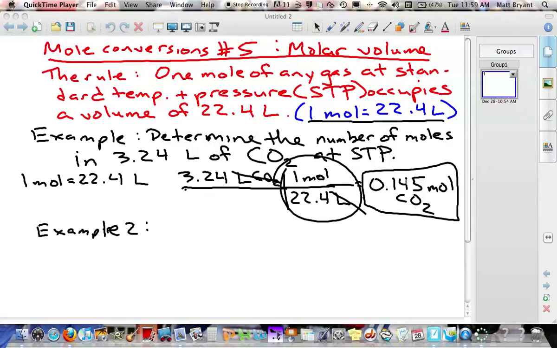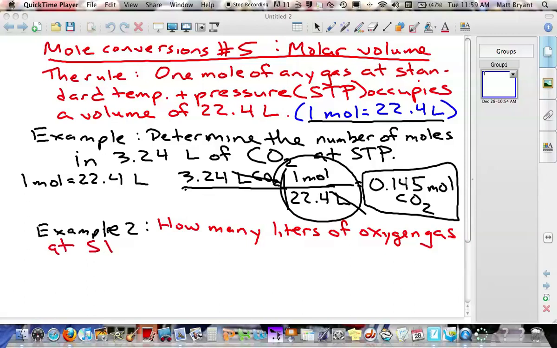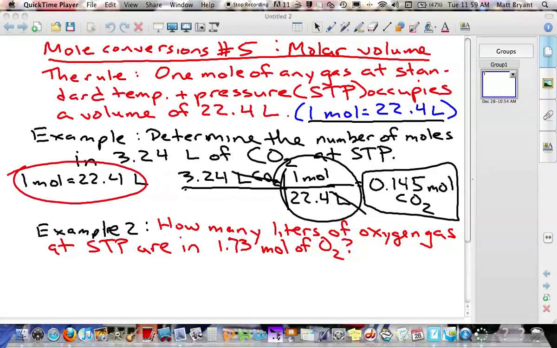I'm going to use a different color just for the sake of contrast. And we're going to say how many liters of oxygen gas at STP are in 1.73 moles of oxygen. So, in this case, the method is still the same. We start out with the information that we know. I'm going to go ahead and assume that we already know the conversion factor, so I'm going to start with 1.73 moles of oxygen.